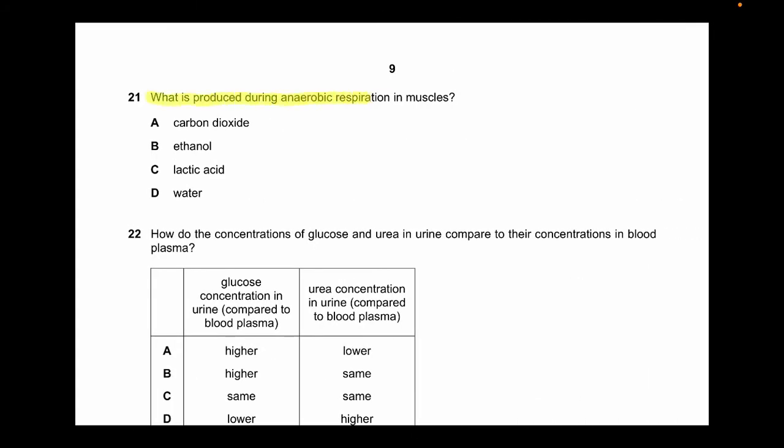What is produced during anaerobic respiration in muscles? Anaerobic respiration in muscles does not produce carbon dioxide, ethanol, or water. It produces lactic acid. So option C is correct.